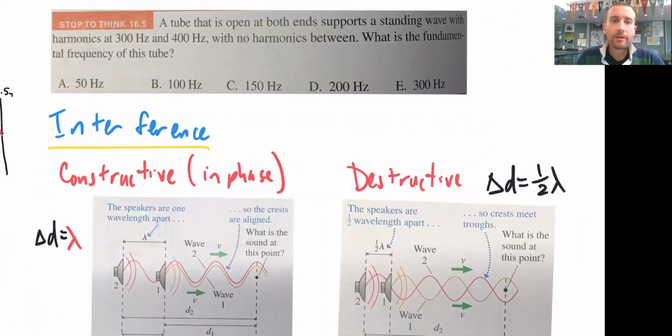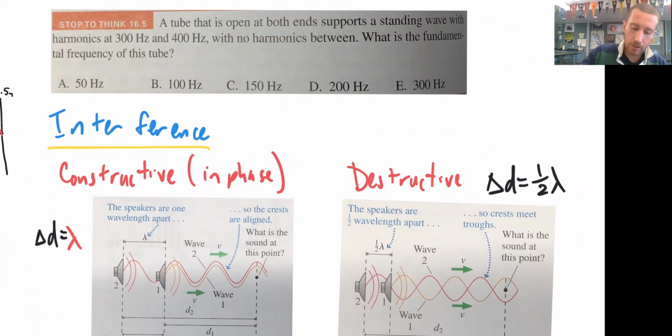So let's do another stop and think. A tube that is open at both ends supports a standing wave with harmonics at 300 hertz and 400 hertz with no harmonics between. What is the fundamental frequency of this tube?